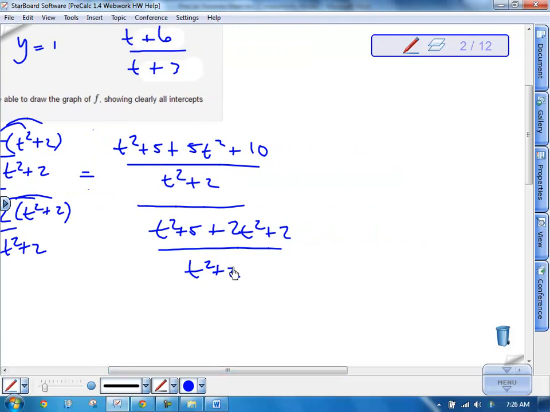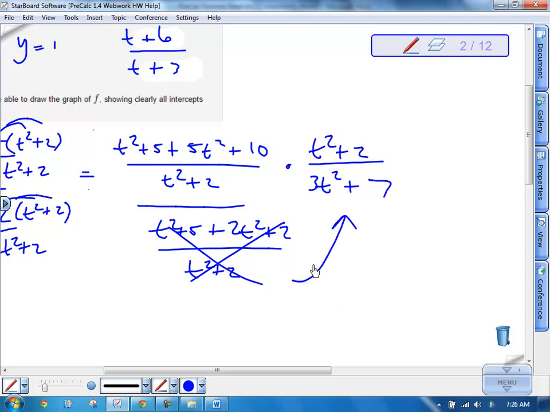Now, instead of dividing by a fraction, I'm going to multiply by the reciprocal. So I'm going to multiply by t squared plus 2 over this, and I'm going to simplify this as well. This is 3t squared plus 7. So now I don't have that because I moved it up and flipped it. And then this one I can simplify as well. 5t squared plus 1t squared gives 6t squared, and 5 plus 10 gives you 15. So this is really 6t squared plus 15.